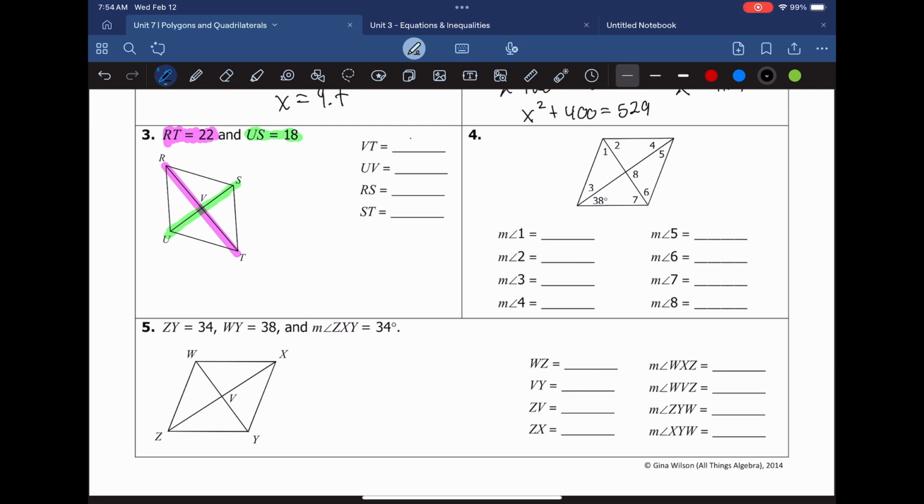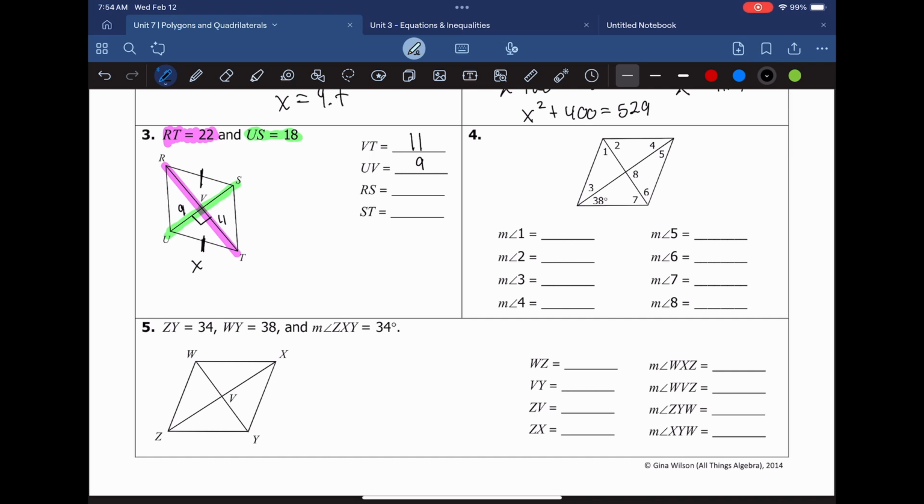VT, well, that's half of your first diagonal, so that's half of 22. And UV is half of your second diagonal, which would be 9 this time. So let's actually write those in real quick. VT is 11. UV is 9. You have your right angle there. So if you want RS up here, that's the same as UT down here. Those two are congruent. So let's find UT because we have our right triangle right there already.